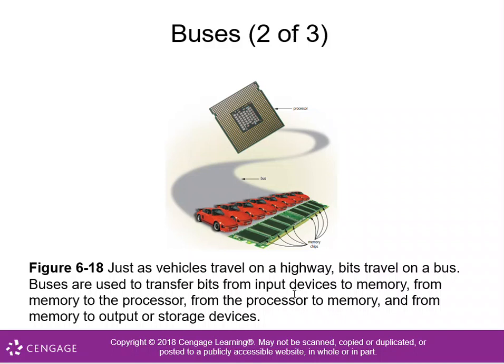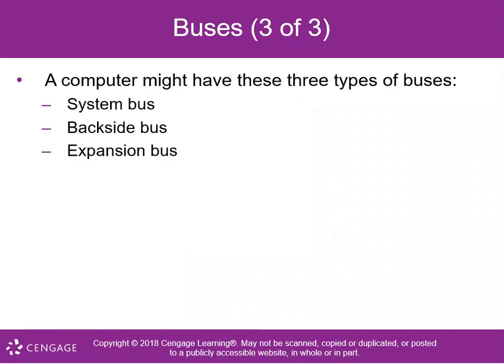Daripada input device, contohnya pen drive ke external hard disk ke, pergi ke memory. Memory pergi ke processor dan daripada processor bawa ke memory balik lepas dah siap processing. Then from memory to output or storage devices. So, computer might have these three types of bus, system bus. Last time kita sebut just system bus and expansion bus. This one kita ada satu lagi, backside bus. Backside bus ni adalah internal bus that connects the CPU to the cache memory. Yang ni khusus untuk cache memory.